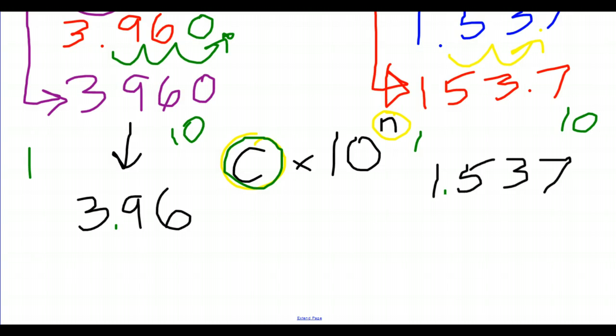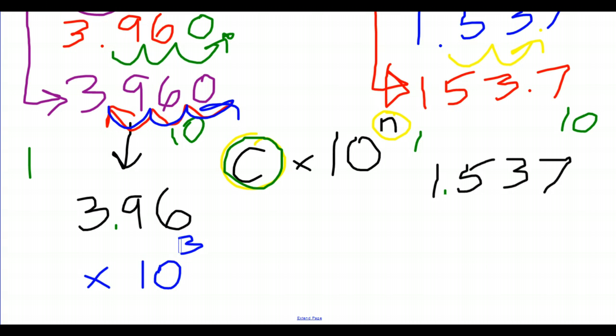So then that is going to be the C, that is the digit we need, that is what we want to have, and we just have to figure out how many places we need to move the decimal point to make 3.96 into 3,960. Well, if we work backwards, 3,960, you need to move the decimal place 1, 2, 3 places. So that means in reverse, to take it from 3.96 to 3,960, you would also need to move the decimal point 1, 2, 3 places. So this is going to be 3.96 times 10 to the third.